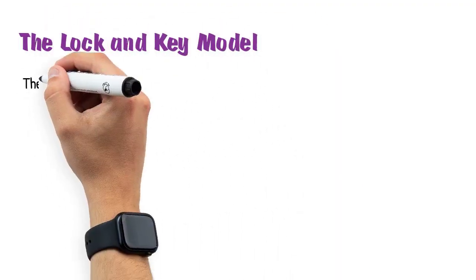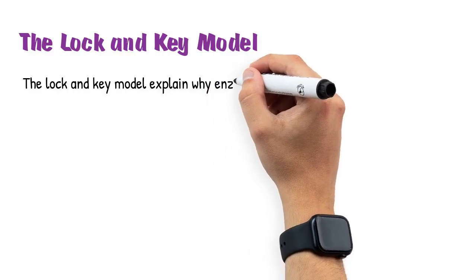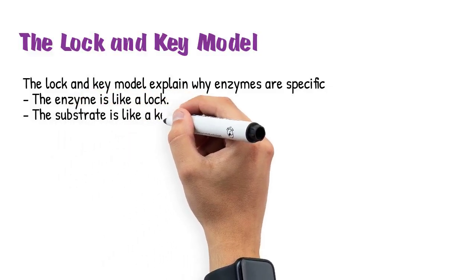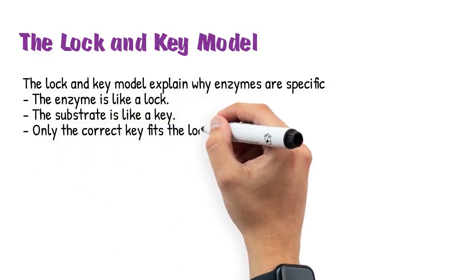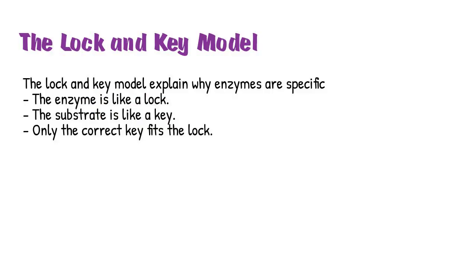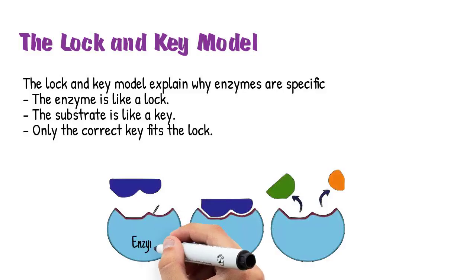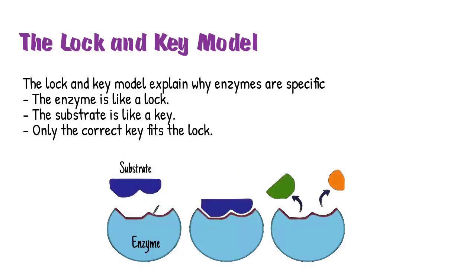Let's look into the lock and key model of enzyme reactions. The lock and key model explains why enzymes are specific. The enzyme is like a lock. The substrate is like a key. Only the correct key fits the lock. Just as illustrated in the diagram below, the reaction occurs in 3 steps.